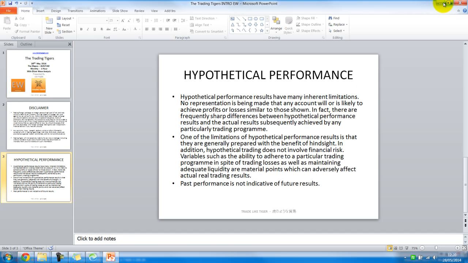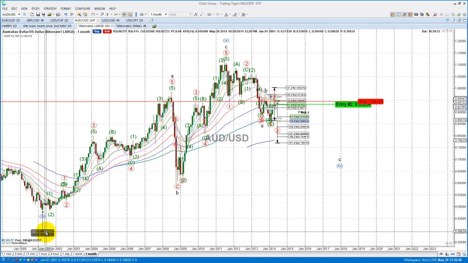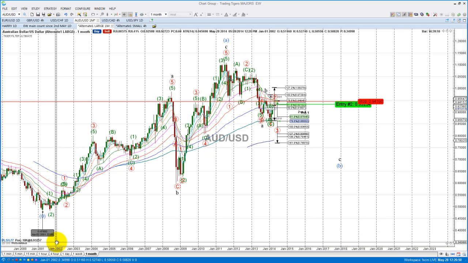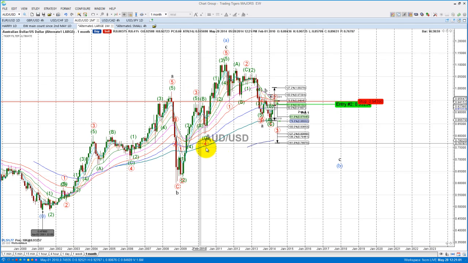So once again, let's go and look at some charts. Here we have the Aussie dollar. As promised, I'm going to start from the monthly chart. We're taking it down here from the low of our count, which is April the 2nd, 2001. This is our 0.0, and we're moving it up. It's an ABC correction of a super cycle.